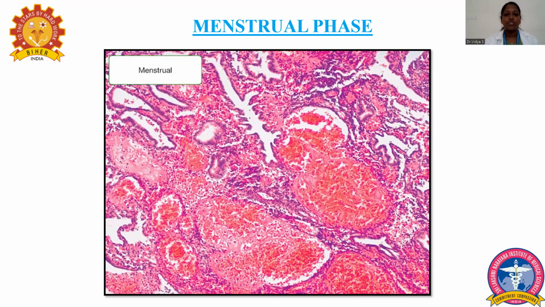So this is the histology of the menstrual phase endometrium layer. Highly coiled uterine gland, and you can see some of the blood clots in the uterine glands.